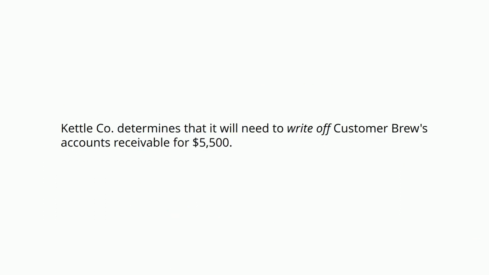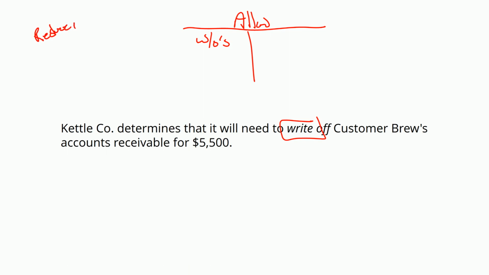Okay. Continuing our example, now we need to write off a customer's account. Well, how do we write off an account? Okay, so to write off that allowance account, we know write-offs are on the debit side. So we're going to have to debit the allowance account. So we're going to reduce the allowance account. We don't need it anymore because we're writing it off. We reduce the allowance account, no longer needed, since we are going to eliminate that particular account receivable. So you reduce the allowance account with a debit.